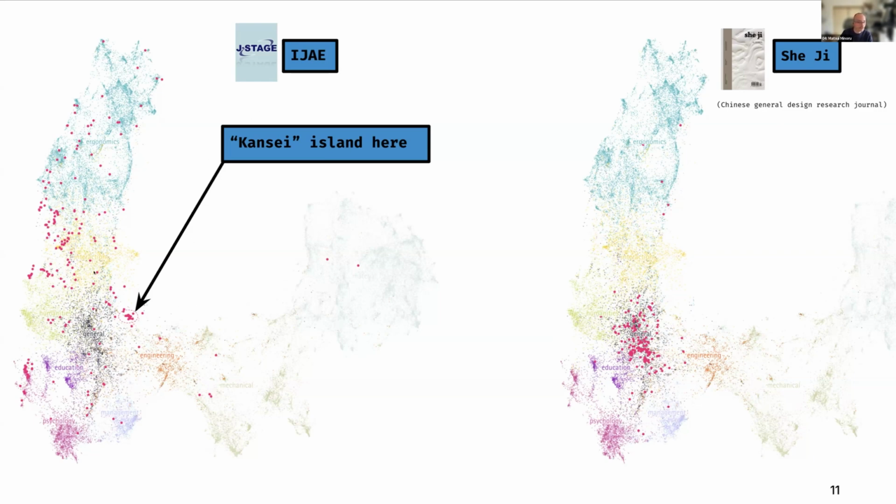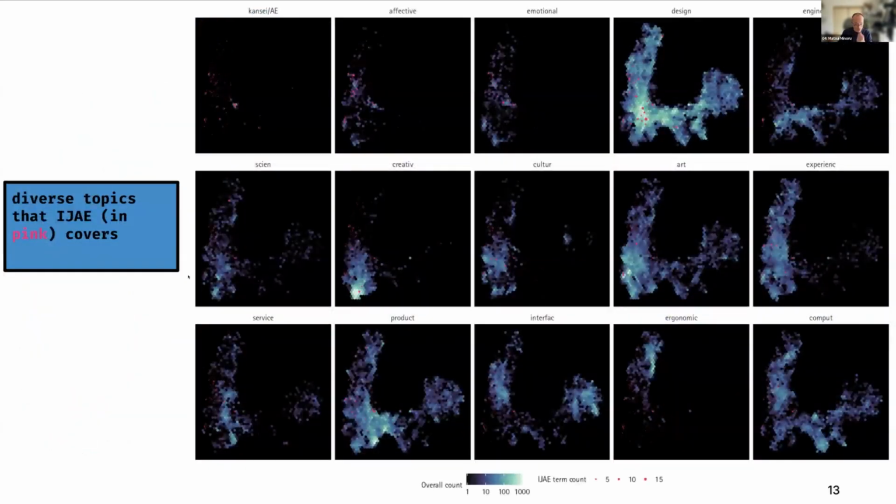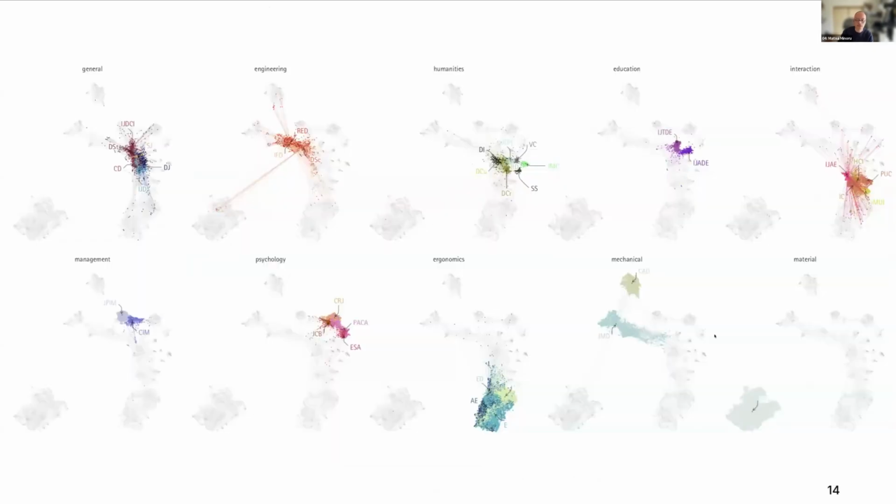And IJAE is very scattered, but if you look closely enough, you can see that there are many papers located in interaction and ergonomics. And here is Kansei Island. Kansei and affective engineering is just here. So it is really small, and it is distributed among very diverse topics. I cannot really go into the details, but there are so many topics that IJAE covers. That's the characteristic of this journal.